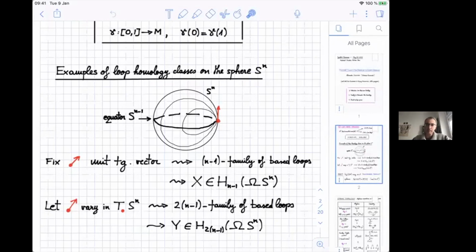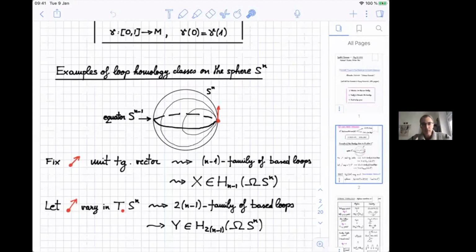I call it X here. And now here's another non-trivial homology class. Instead of fixing the tangent vector, you perform the same construction, but allow the tangent vector to vary in the tangent space at the base point. So you add n-1 extra parameters, and you get a (2n-2)-parameter family of based loops, which defines a homology class in degree 2n-1 in the based loop space.